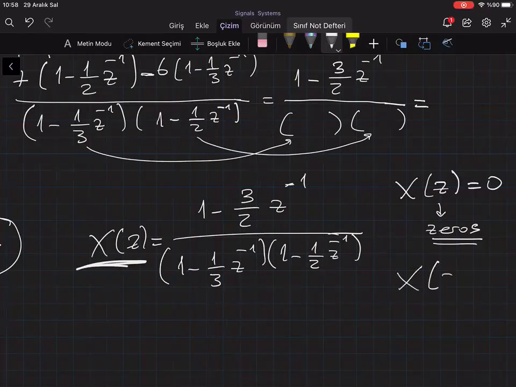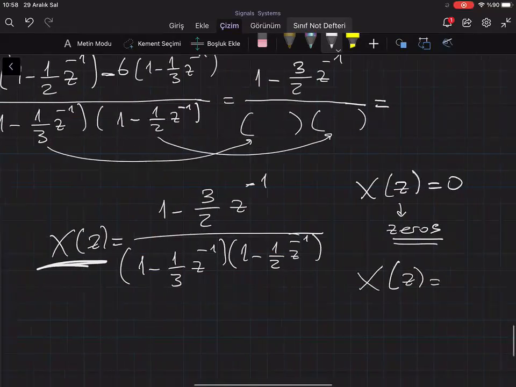For z's making this go to infinity, then we call them poles. Okay? How do I find zeros and poles? Here is how we do it.